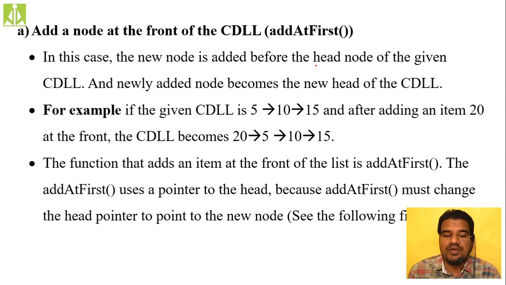Okay, and the function that will do this job for us is addFirst. The addFirst function will take two things, or we can say three things. Head reference it will take, as by default all functions need the head reference. Then the key value after which you have to add the new node, and the new data item for the newly created node. So these three things it will take.